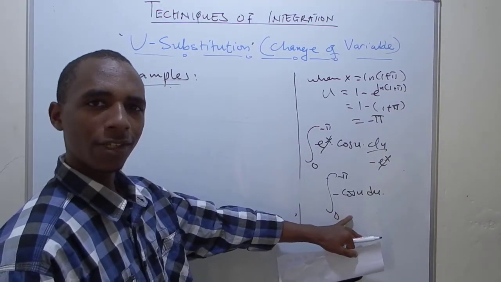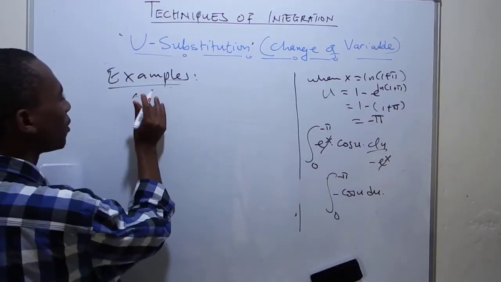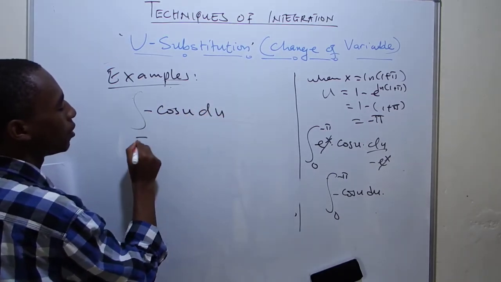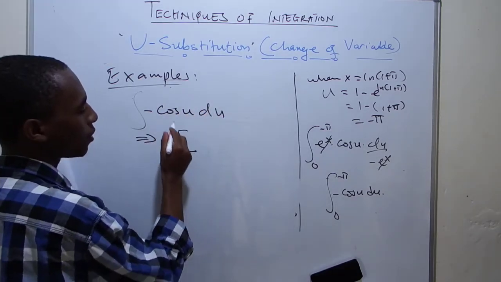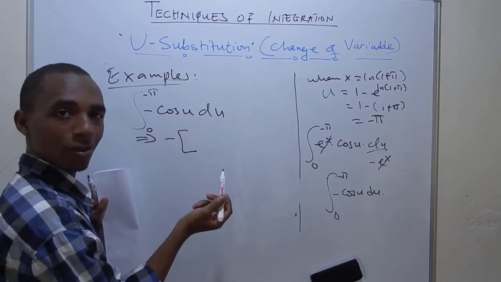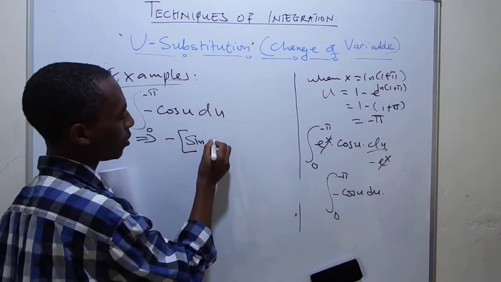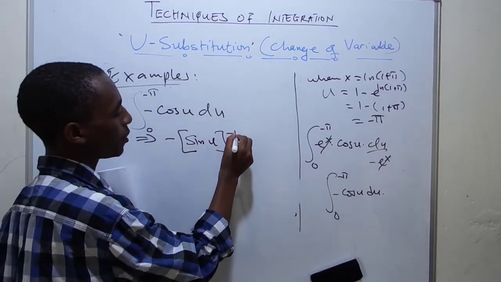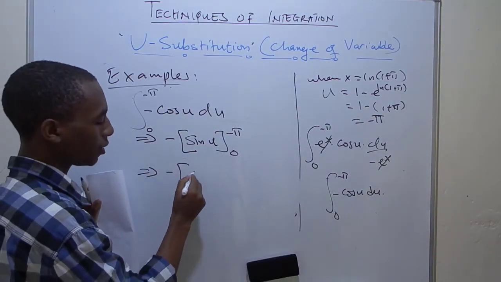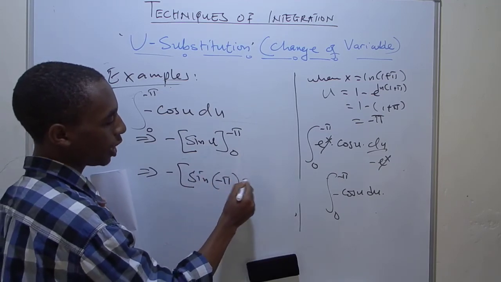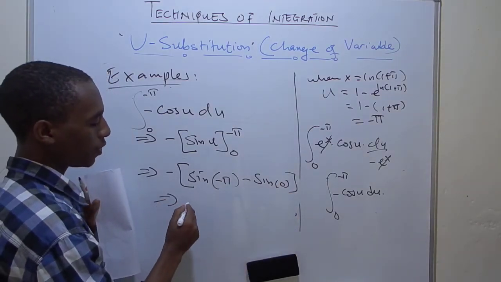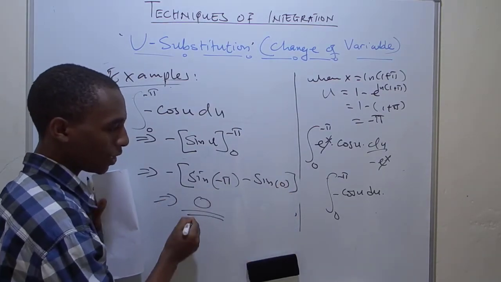Alright, so this is actually an easier integral that we're familiar with. So the integral of negative cosine of u du, this is from 0 to negative pi. The integral of cosine of u is sine of u, and we're integrating from 0 to negative pi. So let's put in the limits. So we have negative sine of negative pi minus sine of 0, just put in the lower limit, which is just 0 minus 0, which is 0.